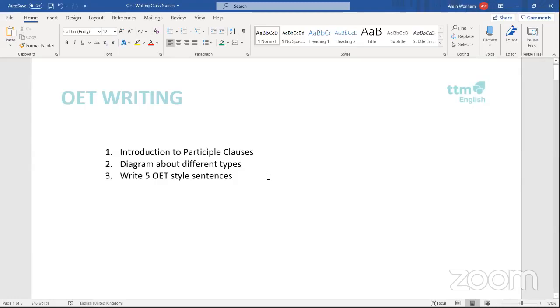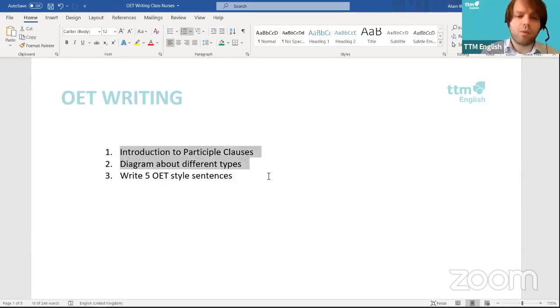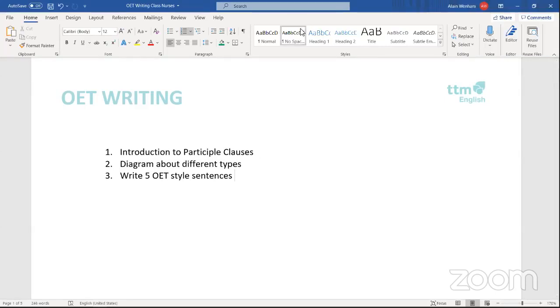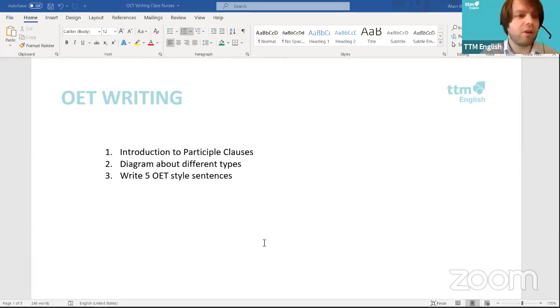Fantastic. Okay, and Alexandra, can you start us off with, just to keep me honest, what are we trying to do today? Just walk me through the plan. We introduce the participle clauses. Yep. So I'll do a general introduction to participle clauses, and then we talk about the different types of participle clauses. Good, I'll give you guys a diagram, and number three, then we write some examples of sentences. Good, thank you very much.